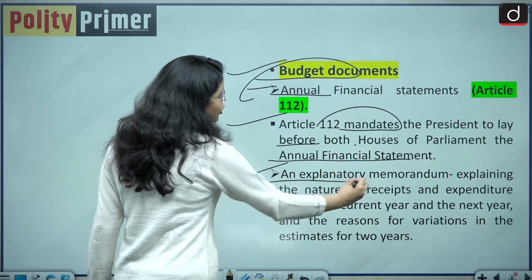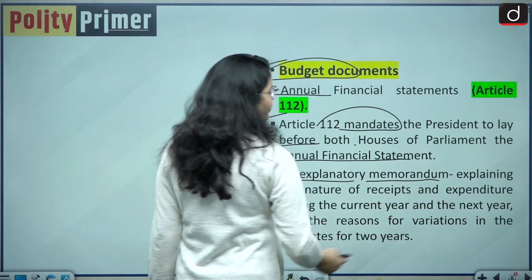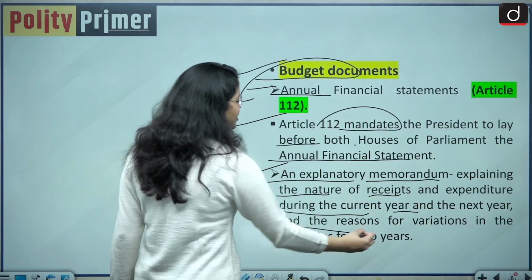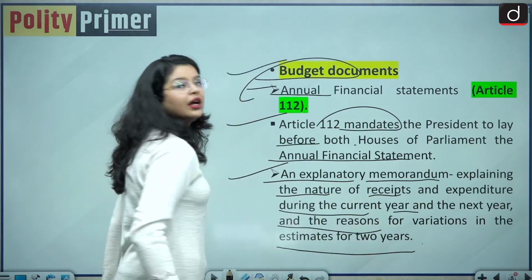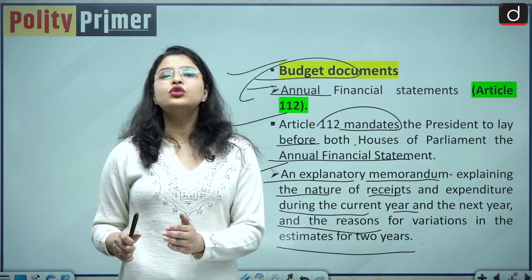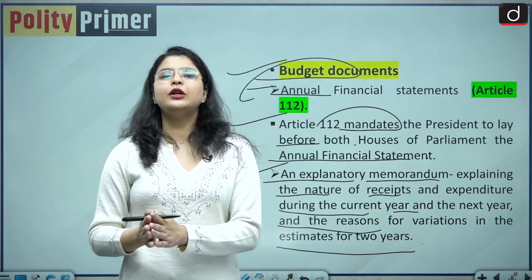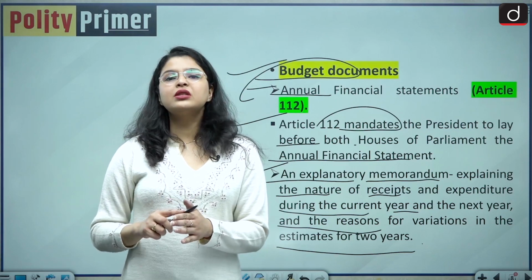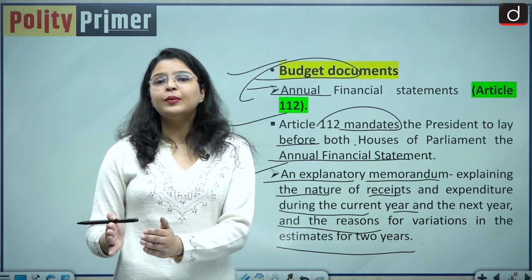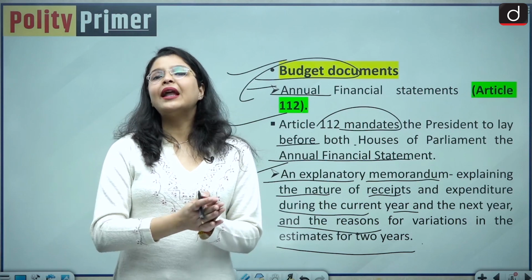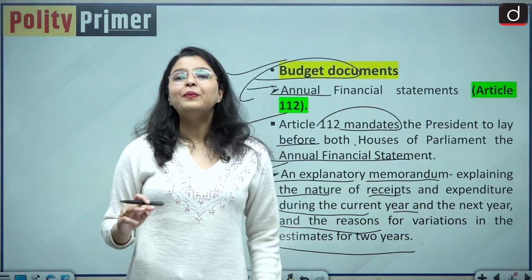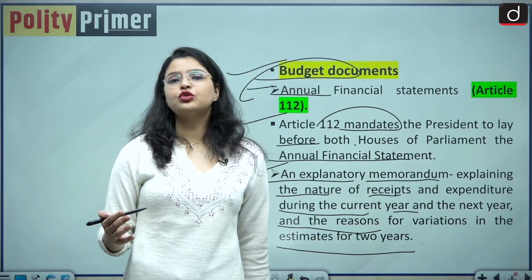Okay, and it also contains an explanatory memorandum explaining the nature of receipts and expenditure during the current year and the next year, and the reasons for variations in the estimates for the two years. So when I was explaining the term budget, I said that it also includes the actual expenditure and receipt by the government of India. So they will be comparing what the receipt was in the form of taxes, etc. How did the government raise the money? Where did it spend the money? And what is the difference between the spending and receipt in the former year and for the upcoming financial year? Okay, so all of this will be mentioned in the form of a memorandum that is attached to the budget speech.